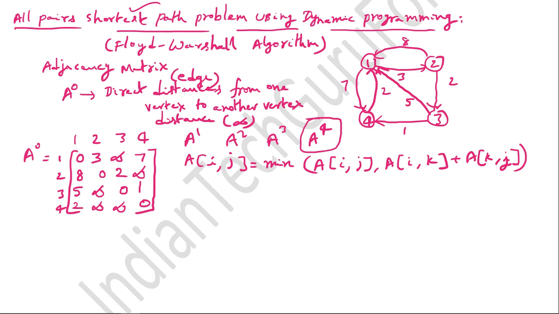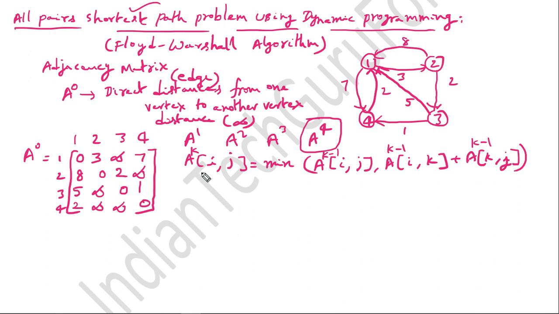Because here we need to find out A power 1, A power 2, A power 3, and A power 4. So let us consider this as A power k of i comma j is equal to minimum of A power k of i comma j, comma, A power k minus 1 of i comma j plus A power k minus 1 of k comma j. So this is the formula. Here also it is k minus 1.